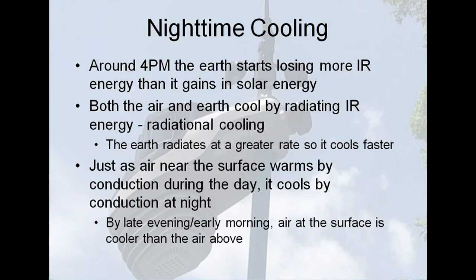Just as air near the surface warms by conduction during the day, it cools by conduction at night. So you no longer have incoming solar radiation. You have outgoing radiation emitting from the Earth, and then it cools. That air cools by conduction at night faster than it would heat up during the day.